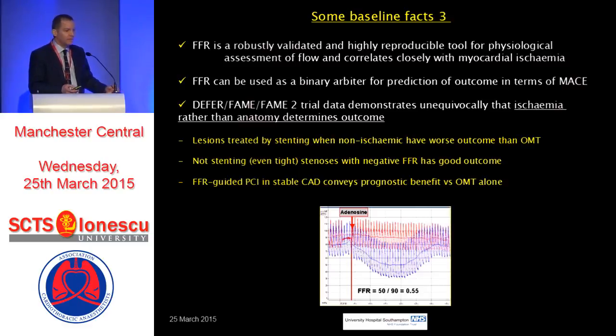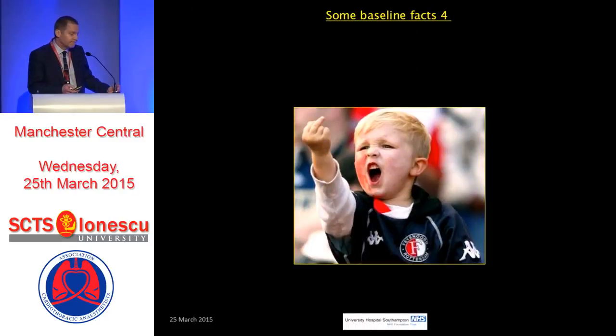MACE. And there are very high-quality randomized trials, all published in the New England Journal of Medicine, showing that, for example, if you stent a lesion that's tight but is not ischemic, it does worse than if you don't treat it apart from with optimal medical therapy. Incidentally, the FAME 2 study, which has produced 2 New England Journal papers, shows unequivocally that there is benefit for PCI in terms of reducing outcome events compared to optimal medical therapy.